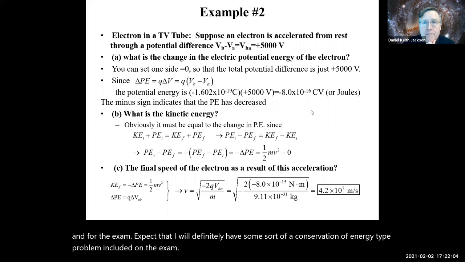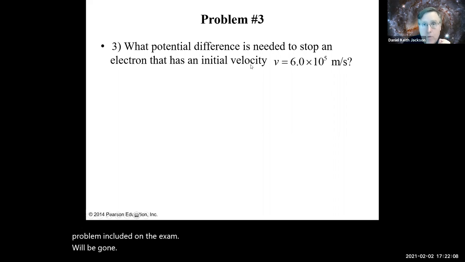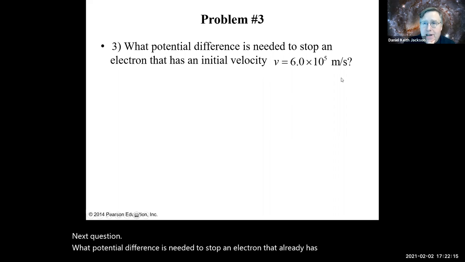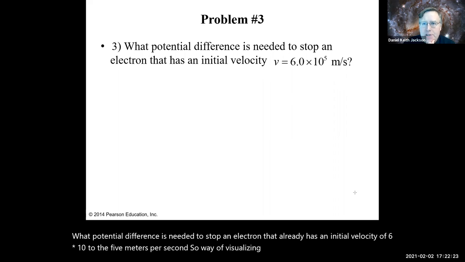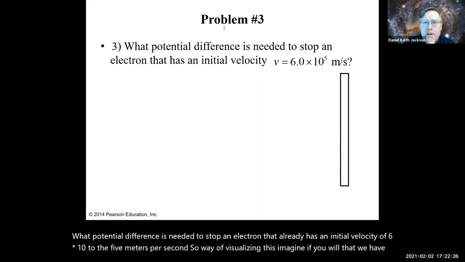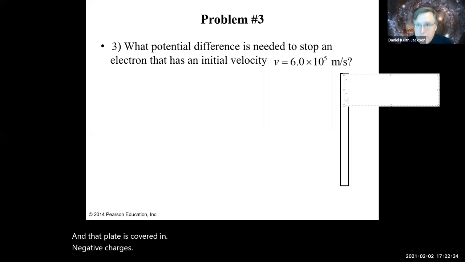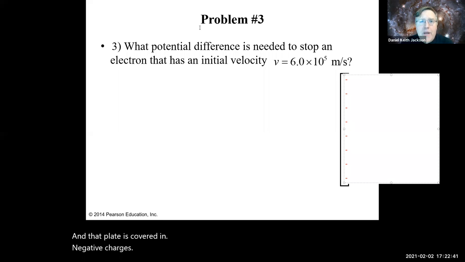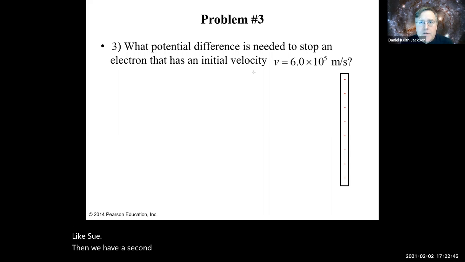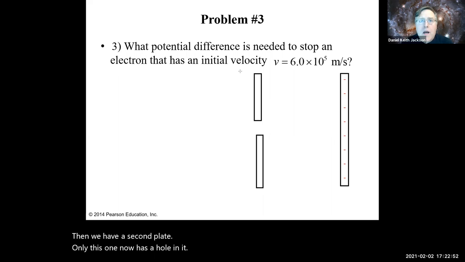All right, moving on. Next question. What potential difference is needed to stop an electron that already has an initial velocity of 6 times 10 to the 5 meters per second? So a way of visualizing this, imagine, if you will, that we have a plate, and that plate is covered in negative charges. Then we have a second plate. This one now has a hole in it, and a set of positive charges on that.